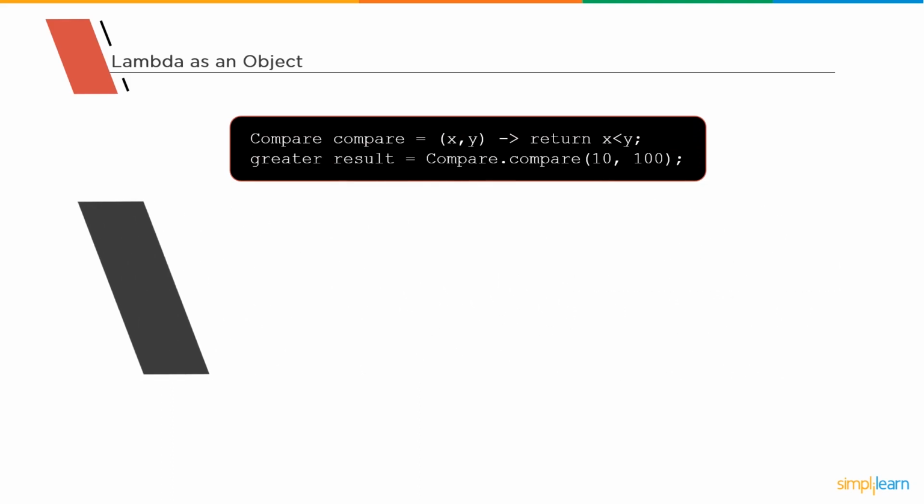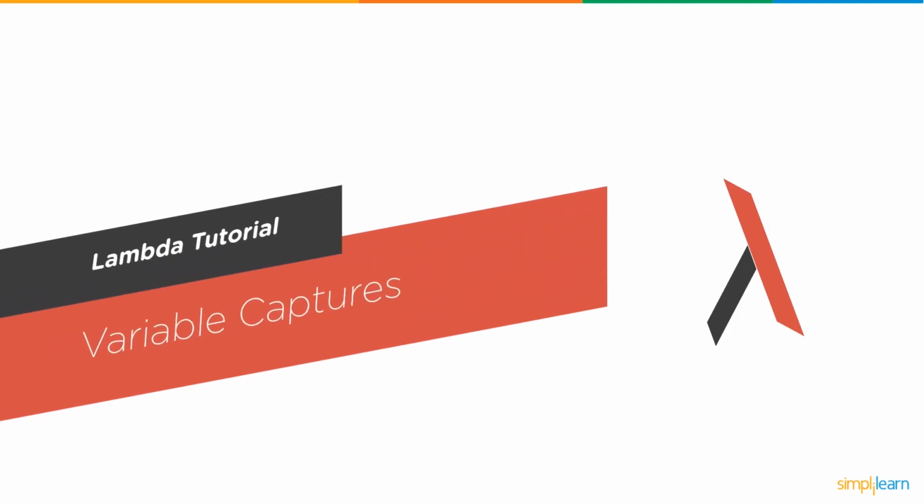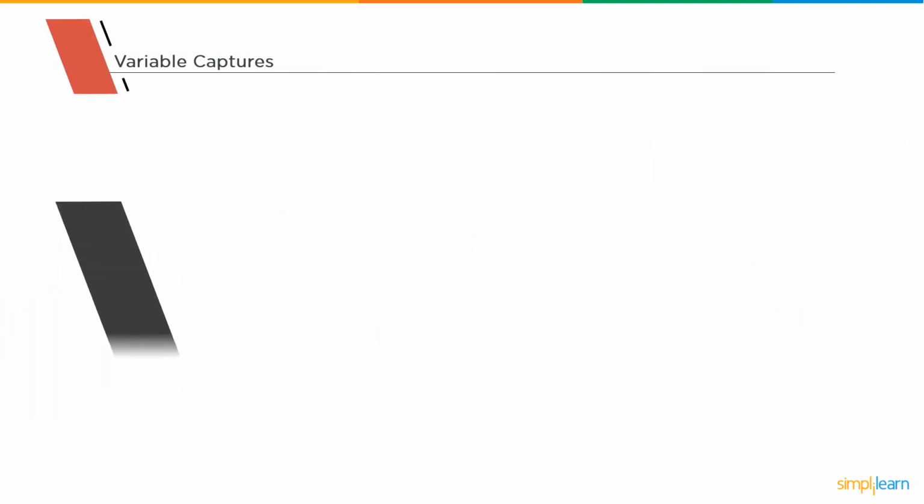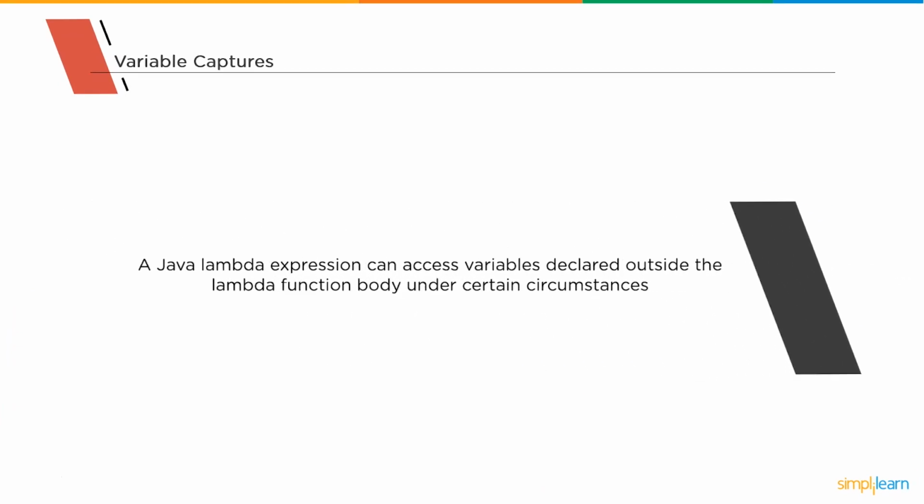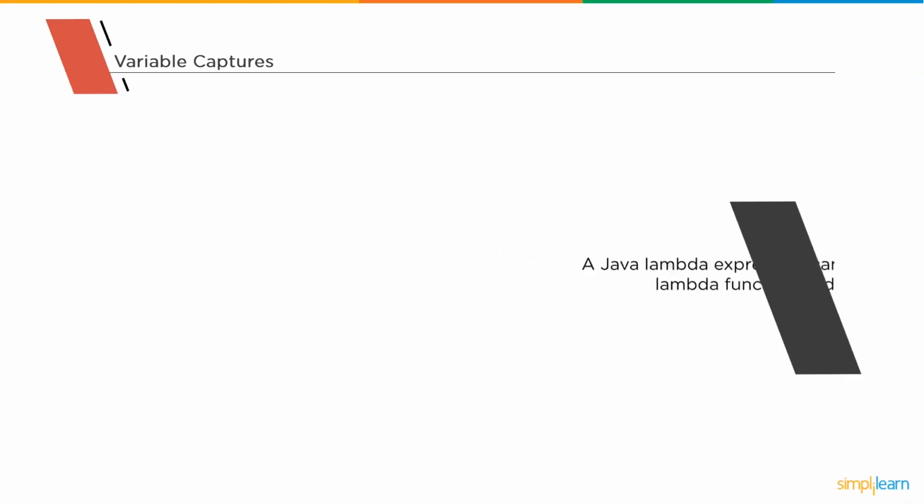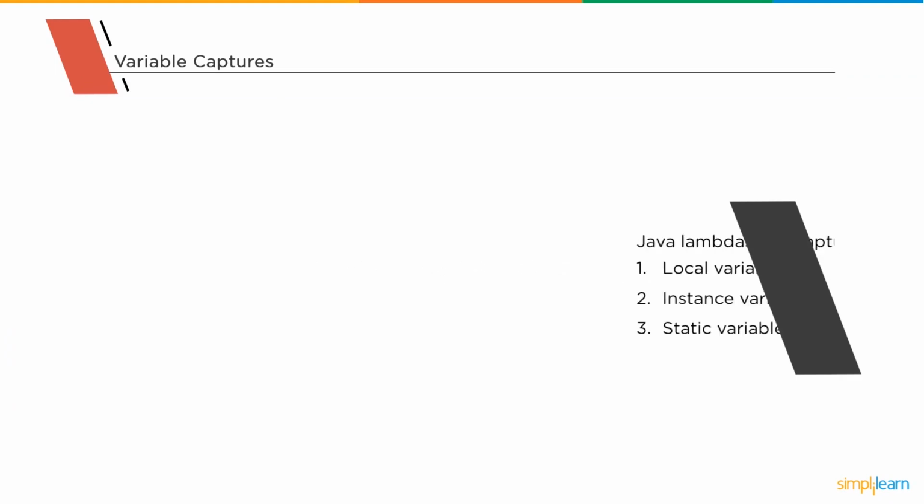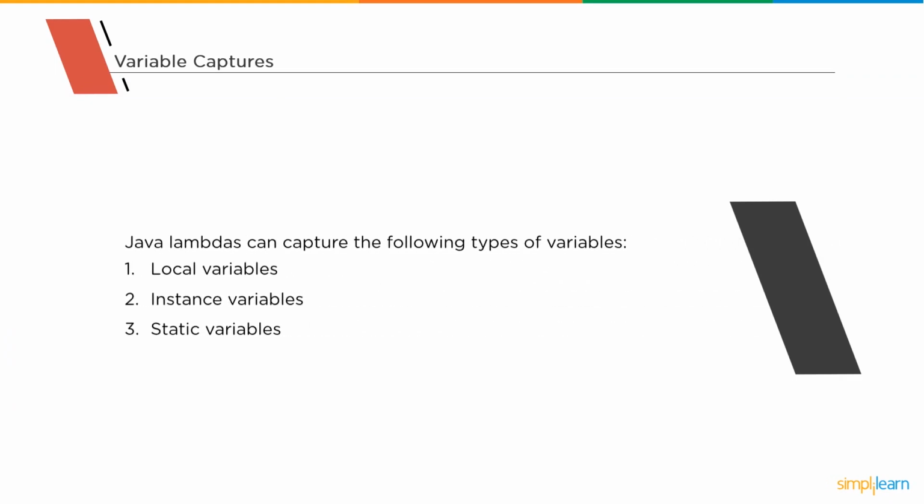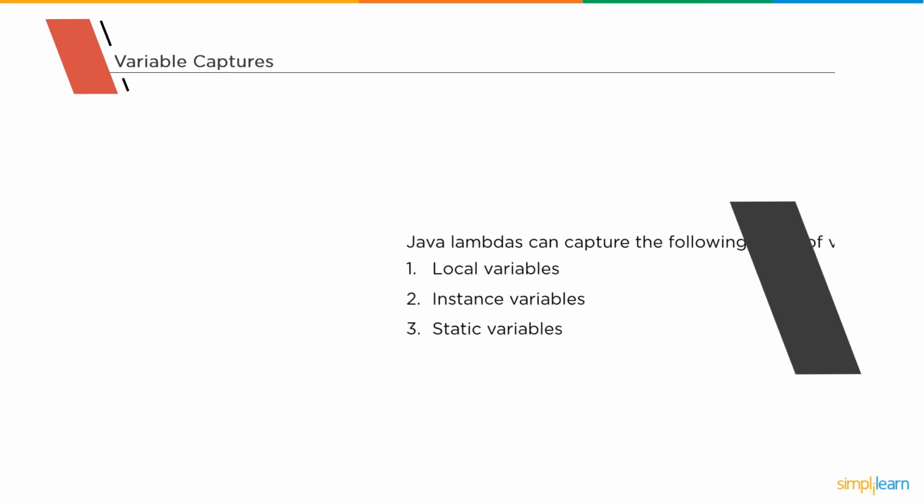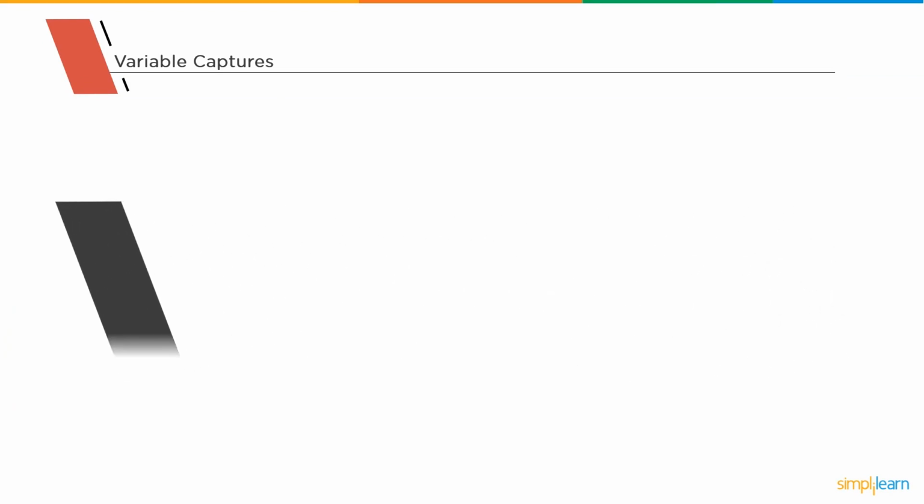Moving ahead, we have variable captures. A Java Lambda expression is capable of accessing variables declared outside the Lambda function under certain circumstances. Java Lambdas can capture the following variables: local variables, instance variables, and static variables. Each of these variable captures will be explained as follows.